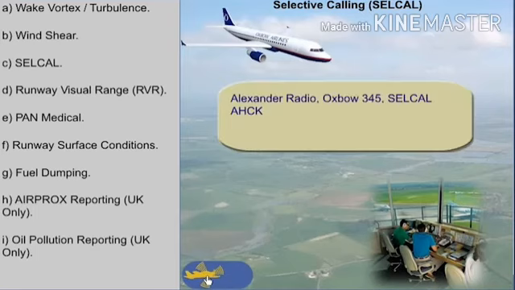Alexander Radio, Oxbow 345, Selcal Alpha Hotel Charlie Kilo. Oxbow 345, Alexander Radio, Selcal Alpha Hotel Charlie Kilo.